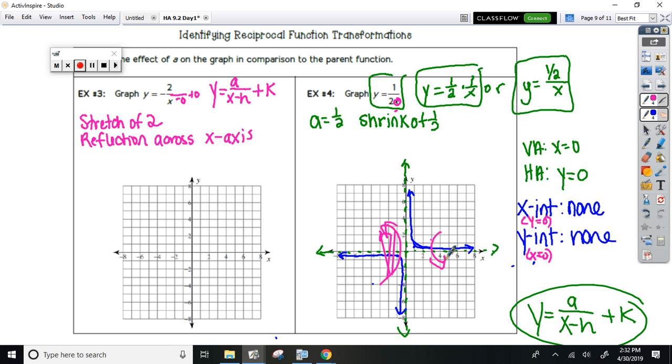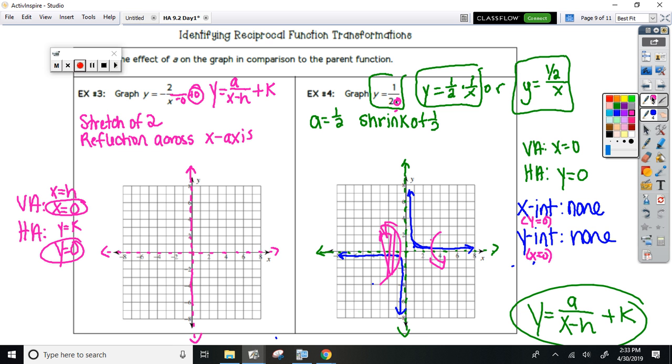All right, so the first thing we want to do again is identify our vertical asymptote and our horizontal asymptote. Formula for vertical is x equals h, and in this case, h is 0, so x equals 0. Horizontal is y equals k. K is also 0. So the asymptotes are just along our x and y axis. Remember, an asymptote is a line that this can never touch.